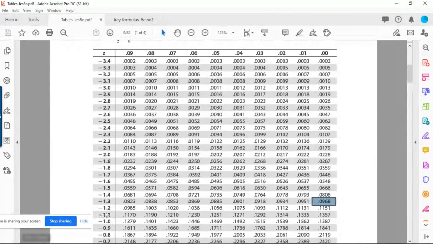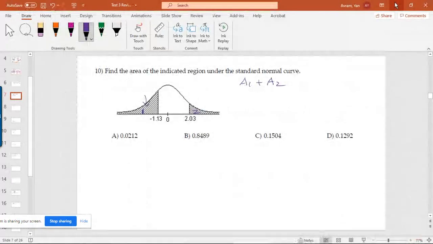Again, we have to read the top in here, negative 1.13. That should be right here. So that's 0.1292. That is my area 1. How do I read my area 2? My area 2 is area to the right. So we're going to have to use 1 minus everything to the left. So this area 2 is 1 minus everything to the left in here.